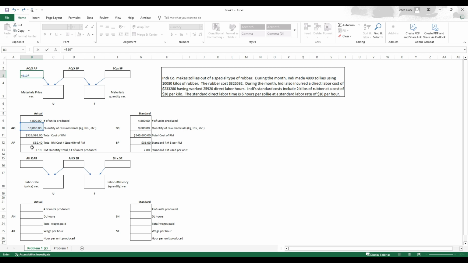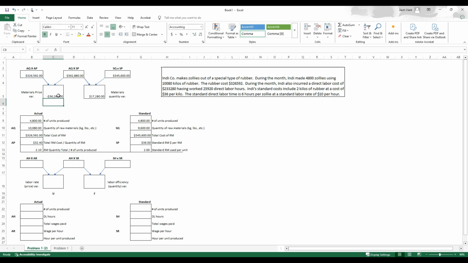So AQ times AP, so actual quantity times actual price gives us the actual total price. If we had done the actual quantity at the standard price, we would have had that amount. And then the whole standard there would have been 345,600. Let's do our formula here to subtract those two, and then let's copy and paste there. Oh, and then let's reconsider our favorable, unfavorable.